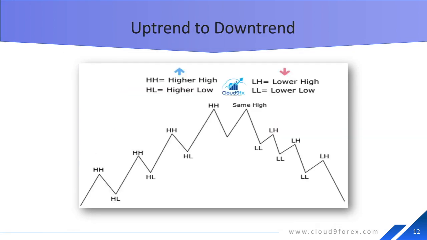So uptrend to downtrend. So higher high, higher low. And then we have our higher high, and then we have the same high, and then eventually price starts going into a downtrend. So this is when we can identify chart patterns. If you guys remember, this kind of looks like a double top, doesn't it? So that's another indication. We have two confluences right there.